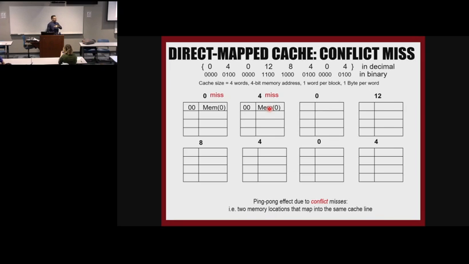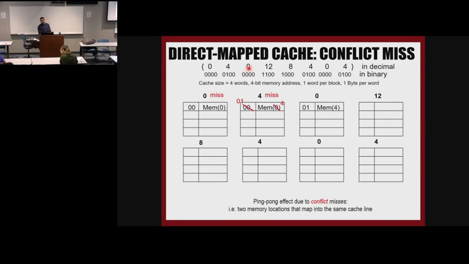But this one is not a compulsory miss. This is a conflict miss. Why is it not a capacity miss? Because we still have a lot of space in the cache that we're not using. As a conflict miss, now we have 4. Replace that value with 4. Now the new tag is 0, 1. The address is memory 4.